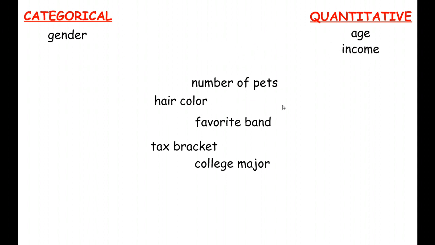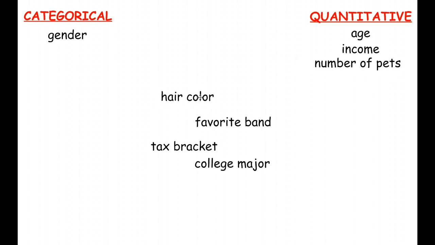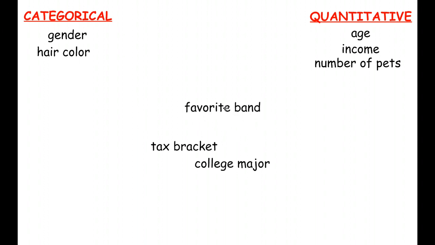Now, tax bracket, we'll talk about that. It's kind of a variation on income. Number of pets. It's a number. Quantitative. Hair color. Not a number. One of so many choices, so that's categorical. Favorite band. There's many choices, many possible categories that you could choose from, but it's not a number, so it is categorical.